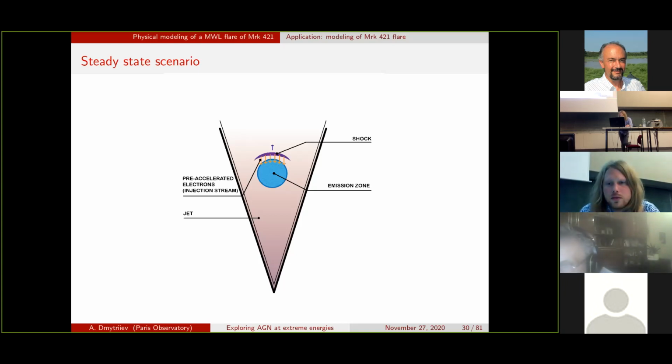I see. And another proposition. You consider only synchrotron self-Compton. You are working at a large distance from the center of the black hole. Your radius of bubble is 10 to 16. It means the jet is also at a distance of 10 to 16 from the center.